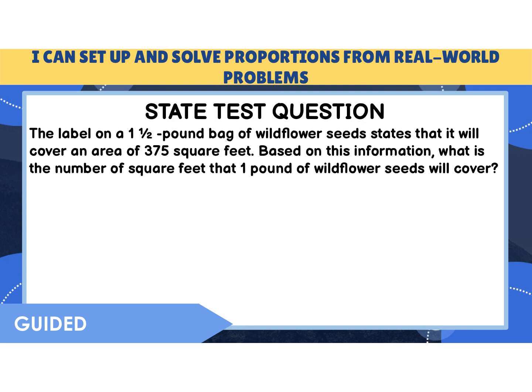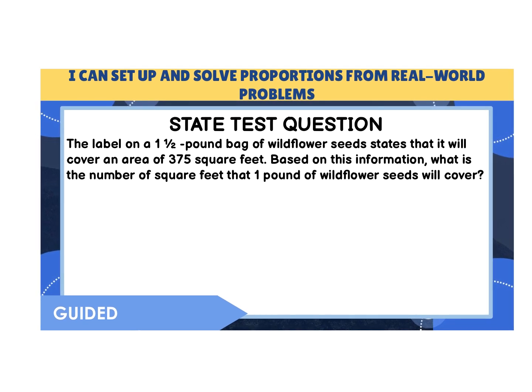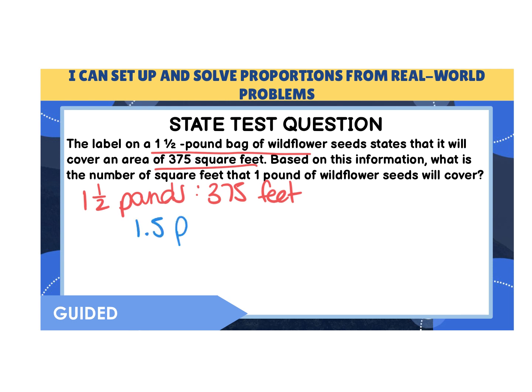And then let's look at the state test question. It says the label of a 1.5 pound bag of wildflower seeds states that it will cover 375 square feet. Based on this information, what is the number of square feet that 1 pound of wildflower seeds will cover? Well, my ratio is 1.5 pounds to 375 square feet. So I'm going to write that as a fraction. We can leave it in fraction form or we can change it to a decimal. I'm going to change this to 1.5 pounds, as a decimal, over 375 feet.